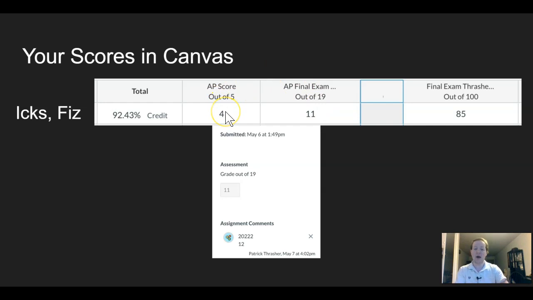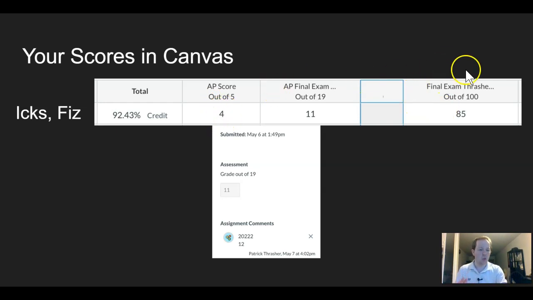So this is just a number out of 5. This is the score you would have gotten if this was the actual AP exam. Okay, so again, this is also graded as an assignment. This does not affect your grade, so don't worry about that. But if you just want to know what score you would have gotten if this was an AP test, bam, this person got a 4, which is fantastic.